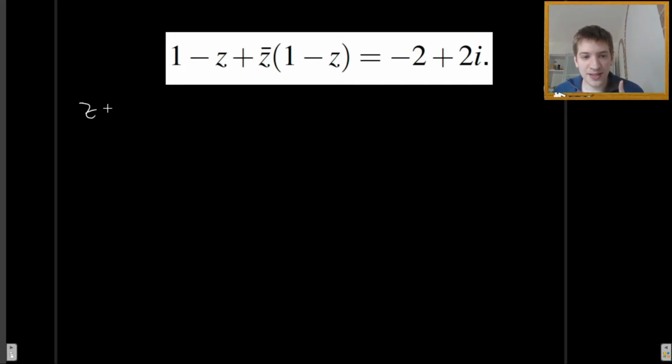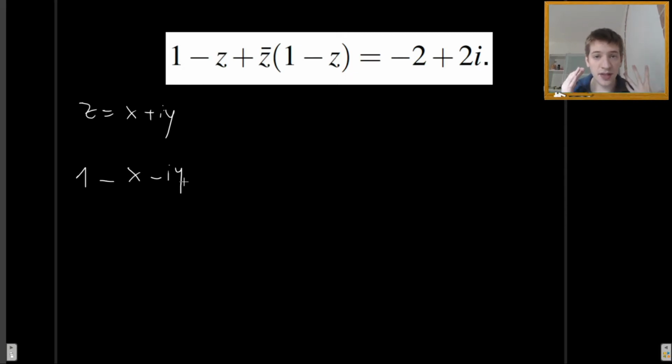Step number 1, z is equal to x plus iy. I kind of combined the notations. You can call it a plus ib, or u plus iv, whatever you want. It doesn't matter, it makes no difference. Okay, now let's plug everything in here. So we get 1 minus, what is z? It's x minus iy. Okay, be very careful. This minus right here will make both parts negative. It's very common in this topic, in algebra of complex numbers, to make mistakes with the negative sign, so please be careful.